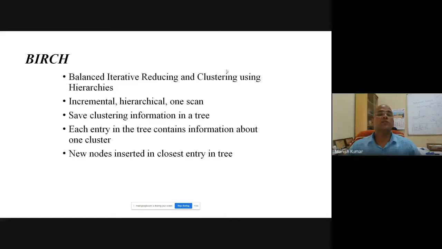So Balanced Iterative Reducing and Clustering using Hierarchies is incremental in nature, it is hierarchical, and the best part is it is one scan. One scan means that when you are reading the data from your memory or disk, reading it just one time is enough for this particular method.